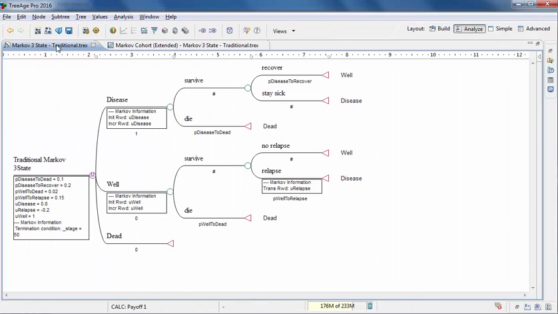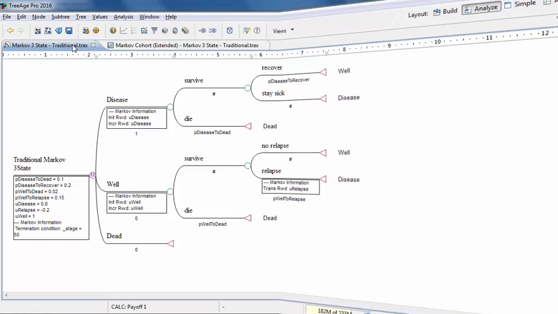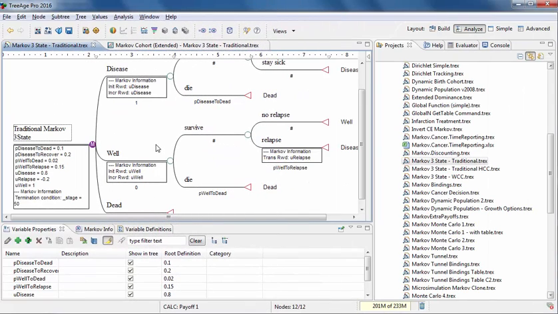We can see the assignment of rewards under each health state. The variables U-disease and U-well are associated with the disease and well states respectively. And the variable U-relapse defines the disutility associated with the transition from well to disease. These variables are defined on the variable properties view. We can validate the flow of the cohort and the accumulation of utility using the Markov reports.